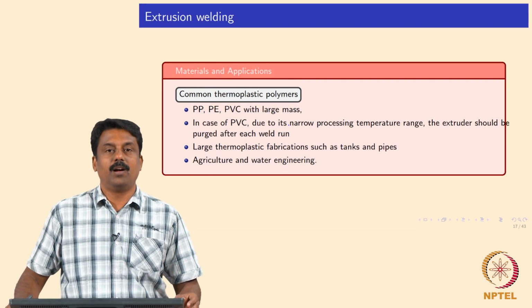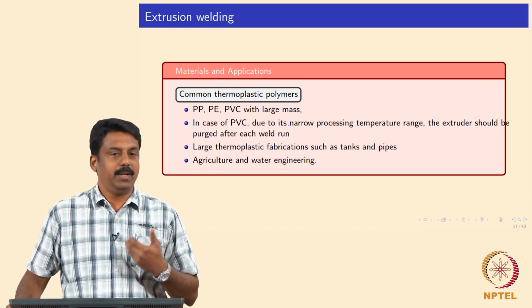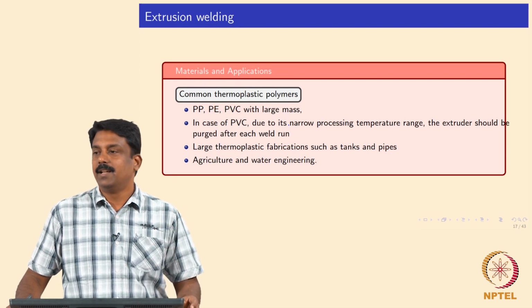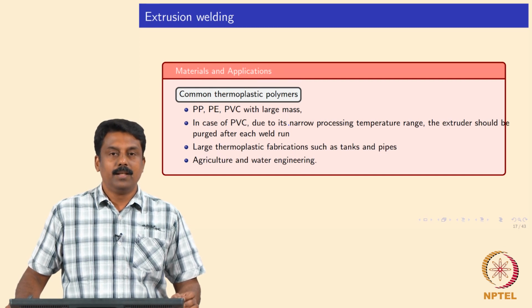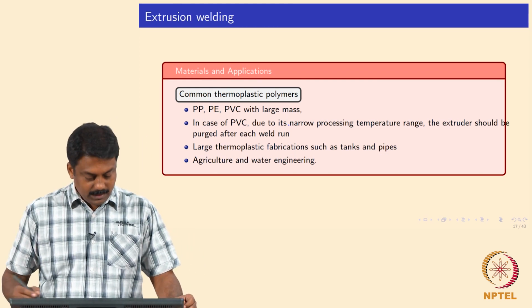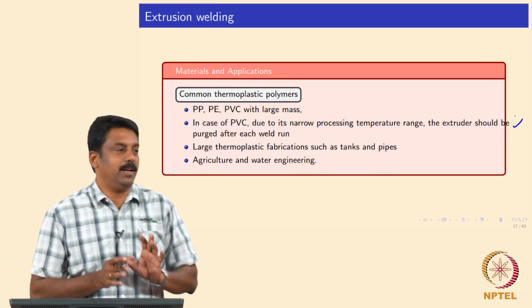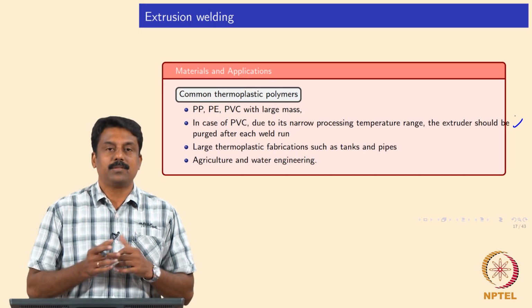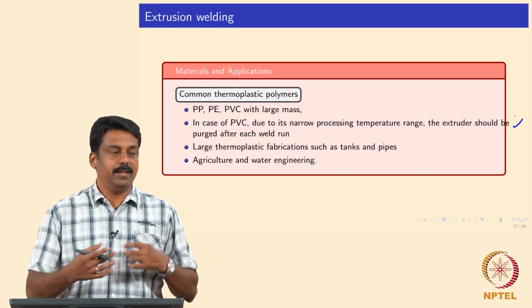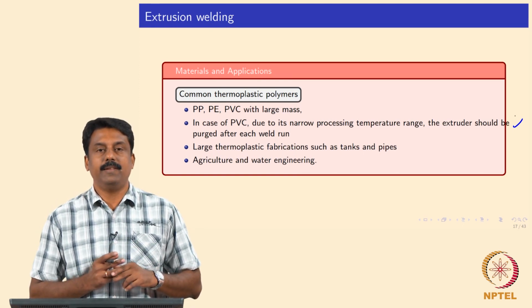So the common thermoplastic polymers that can be welded are again polypropylene, polyethylene, and PVC with a large mass. Okay, so heavy thick sections. PVC has a very narrow processing temperature range, although it solidifies very quickly. You have to do it very fast. The extruder should be purged after each weld run, otherwise it can clog. The extruder can be clogged with molten PVC.